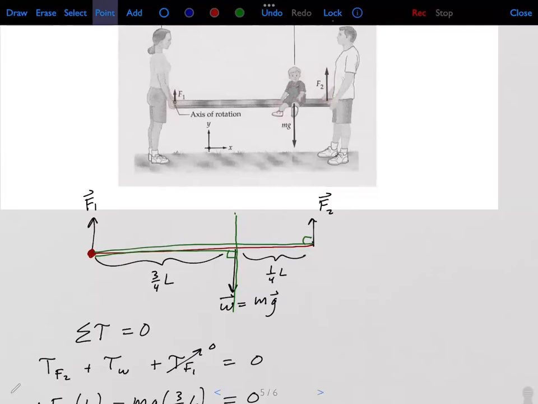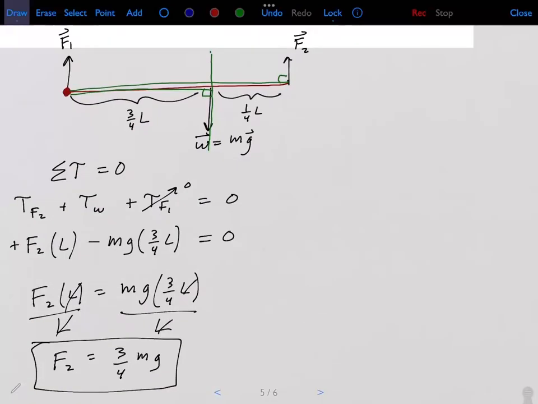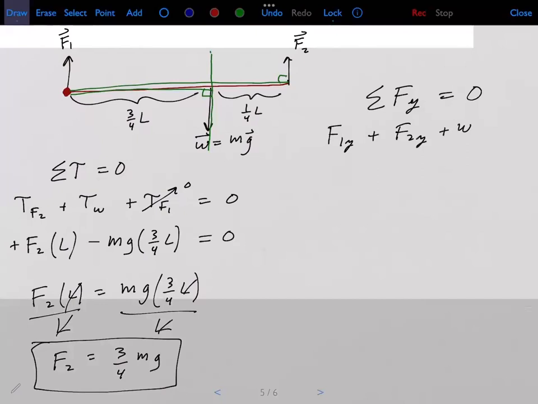Now let's find F1. To do that, we could use torques again, but the easiest way is to use the fact that we know it's in translational equilibrium now. So I know that the sum of the forces in the y direction is equal to 0. Also in the x direction, but we have no forces acting in the x direction, so that doesn't matter. So sum of the forces in the y direction: I have the y component of F1 plus the y component of F2 plus the y component of the weight. That's got to equal 0.